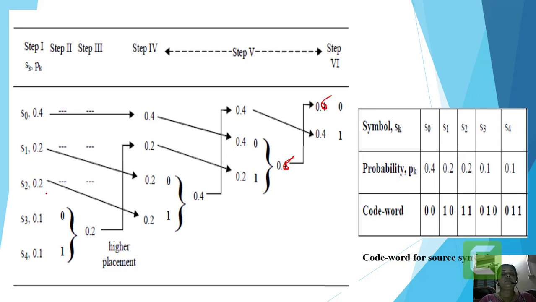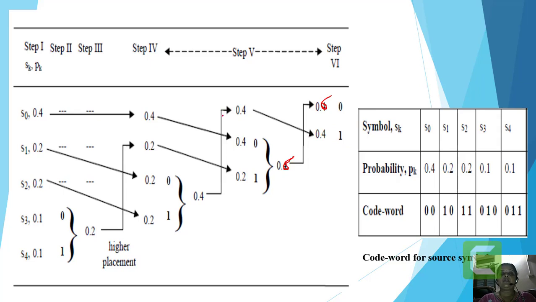Next is 0.2. This 0.2 is carried forward to this place and assigned 1. It is involved in the combined probability of 0.4, which will be taken over here. Here there is no digit assignment. This 0.4 is carried forward over here, and here it is assigned the digit 1. So in tracing back for the code word finding, this 1 we have to take.